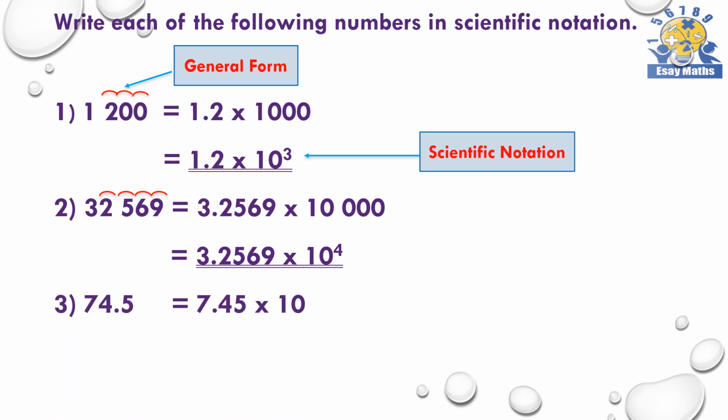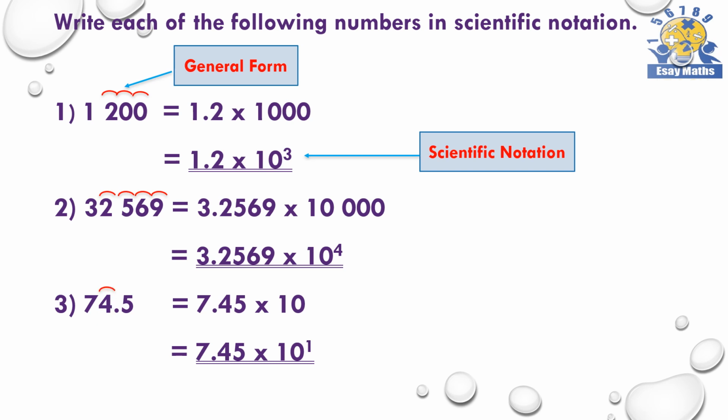Third one, 74.5. Then it's so simple. 7.45 into 10. Because we have to obtain 74.5, we should multiply 7.45 by 10. In the next step, you can express it as 7.45 into 10 to the power 1.